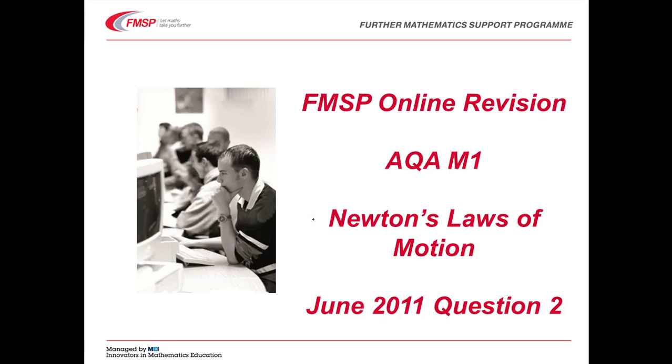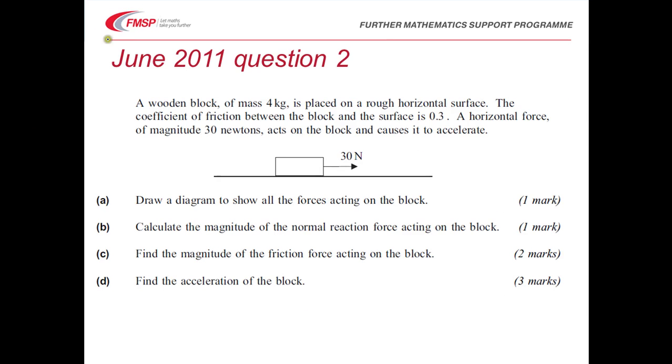The topic we're looking at is Newton's laws of motion, and we're doing question 2 from June 2011. So just having a quick look at the question first of all. We have a wooden block of mass 4 kilograms and it's placed on a rough horizontal surface. Just be aware that we've been told it's rough, so there is going to be friction. And of course we're then told that the coefficient of friction between the block and the surface is 0.3. A horizontal force of magnitude 30 newtons acts on the block and causes it to accelerate.